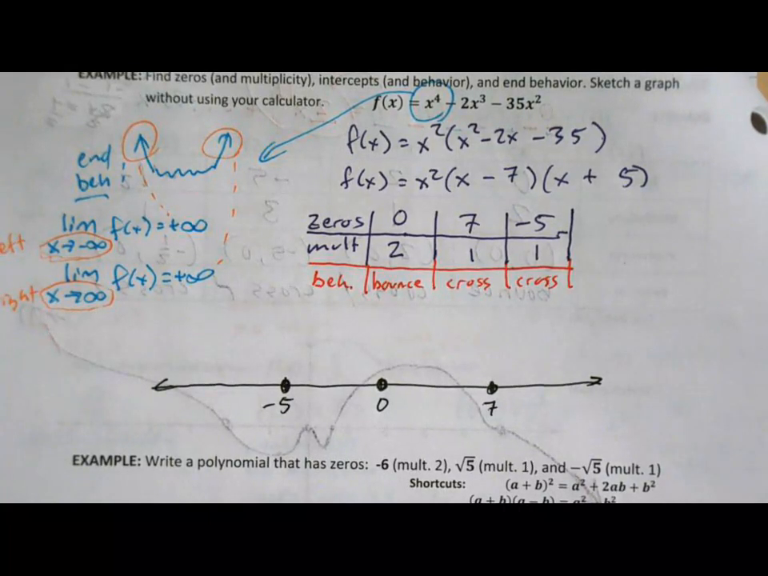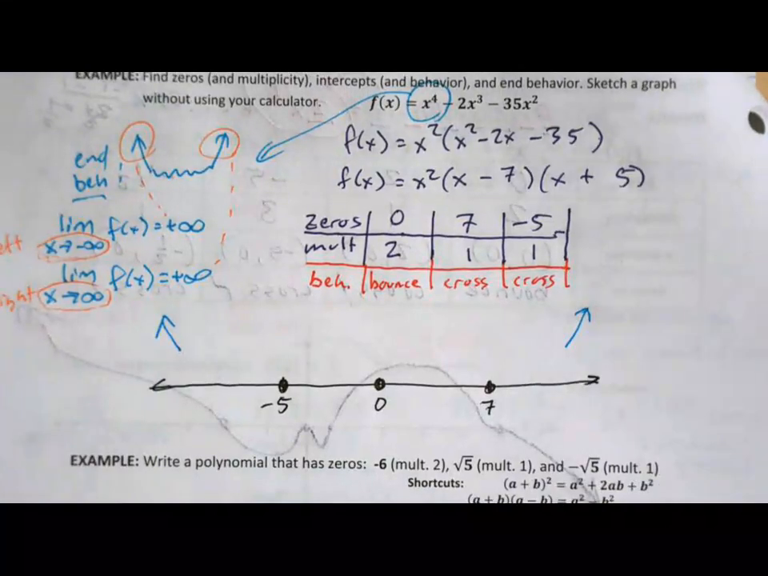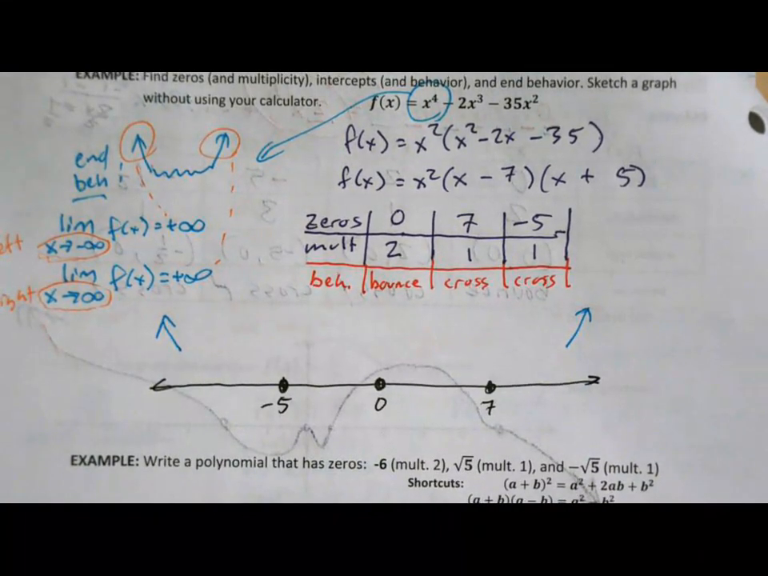And we will start by drawing our end behavior. We know it's going to be going up on both sides. And then we just choose one side or the other, and we work our way towards the other side. Last time we went left to right. You want to go right to left this time?